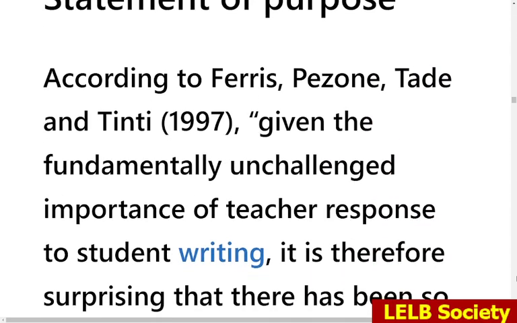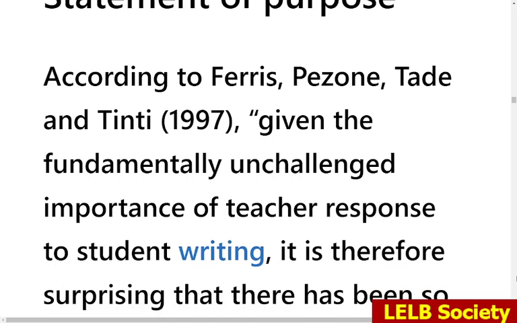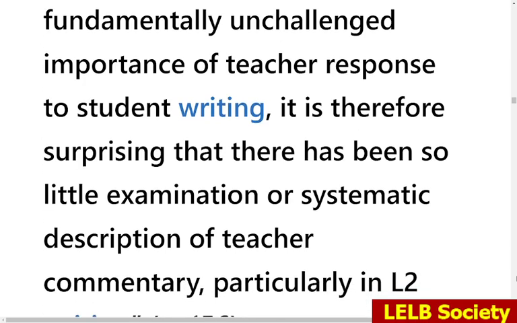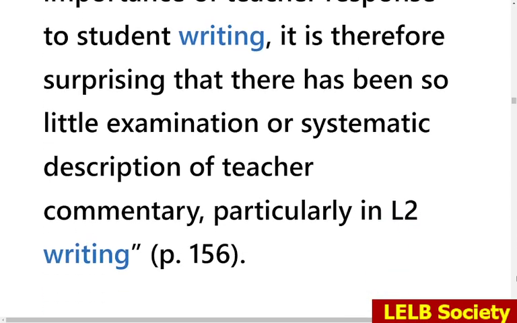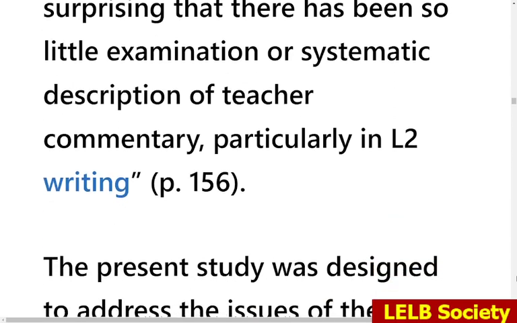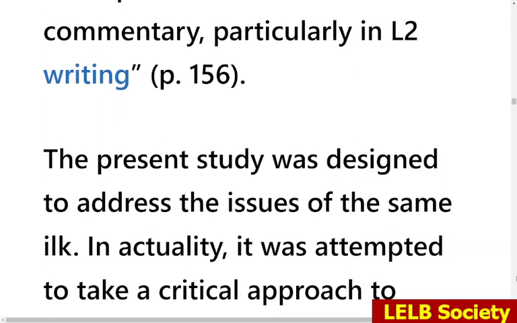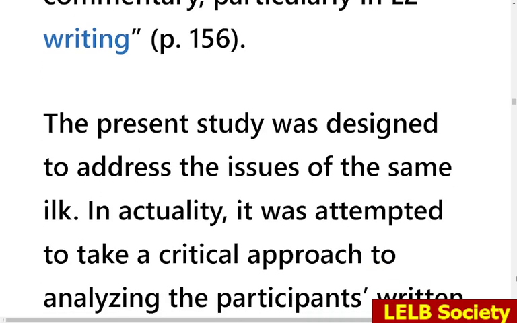Statement of purpose. According to Ferris, Pezone, Tade, and Tinti, 1997, quote, given the fundamentally unchallenged importance of teacher response to student writing, it is therefore surprising that there has been so little examination or systematic description of teacher commentary, particularly in L2 writing. End quote, page 156. The present study was designed to address the issue of the same ilk.